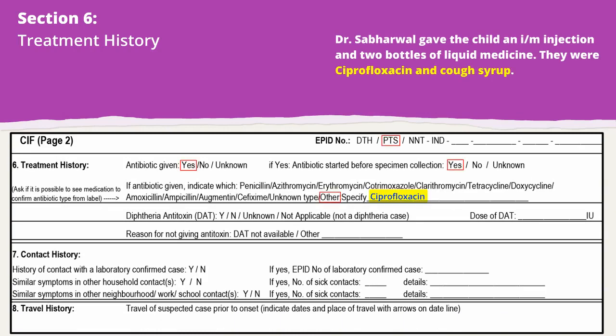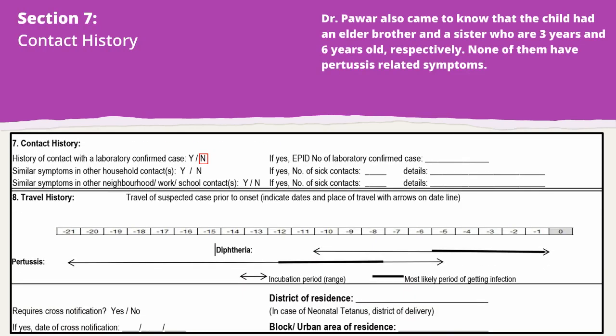Patient received antibiotics before the specimen collection. In a diphtheria case, check for diphtheria antitoxin and its dose given to the patient. Depending on the disease severity, the dose of diphtheria antitoxin can be 20,000 to 1 lakh IU. Mention the reason if it has not been given. The suspected case has no history of contact with the laboratory confirmed case.